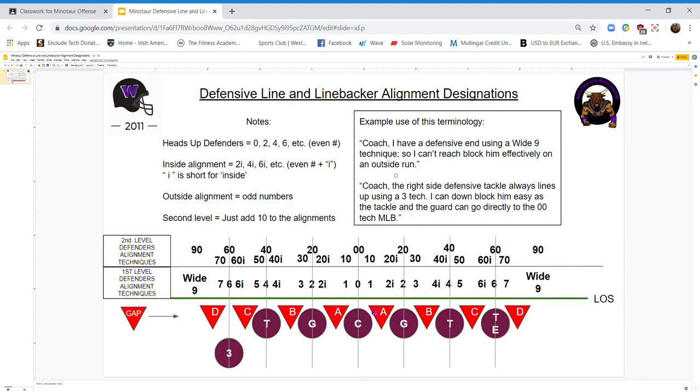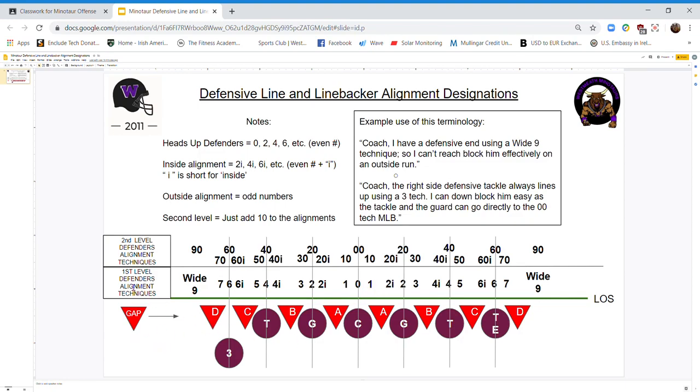So they will refer to themselves also as playing a 1 technique right here, a 1 technique on the center, or a 0 technique, which would be heads up. So the defensive guys use this terminology as well. So this is an offense and a defensive kind of class. But to just get down to the nuts and bolts of it for the terminology portion, right?